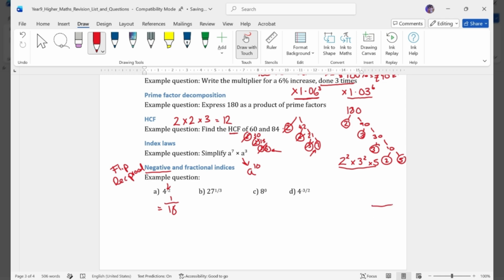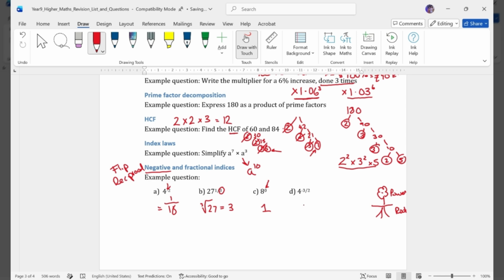We also talked about a power and a root, right? So in this case, the bottom number, the root, is 3. So I want the cube root of 27, which is 3. There's another rule that says anything to the power 0 is 1, right?